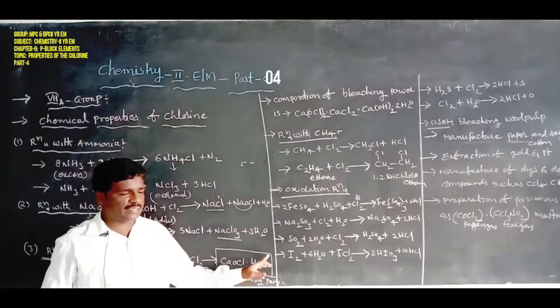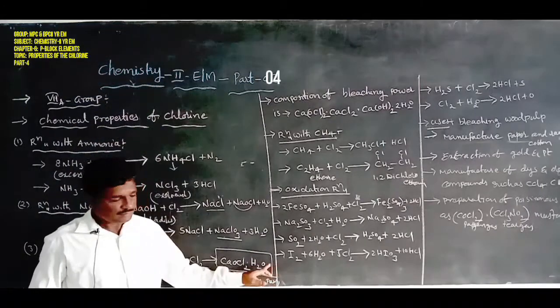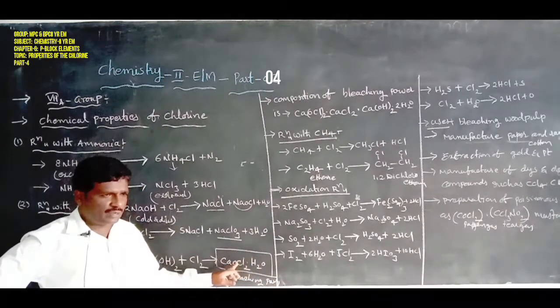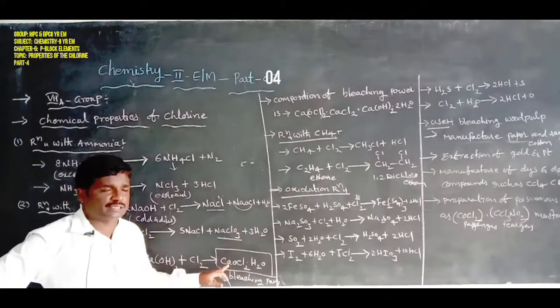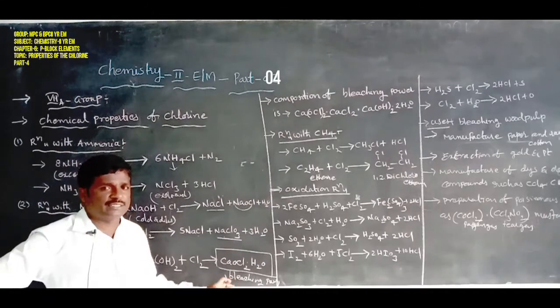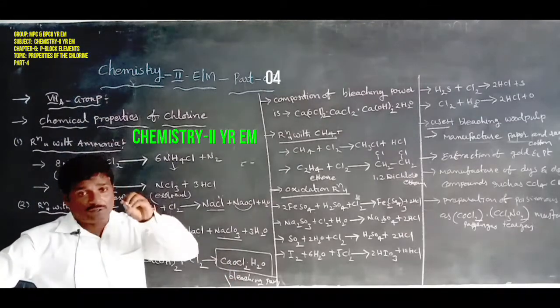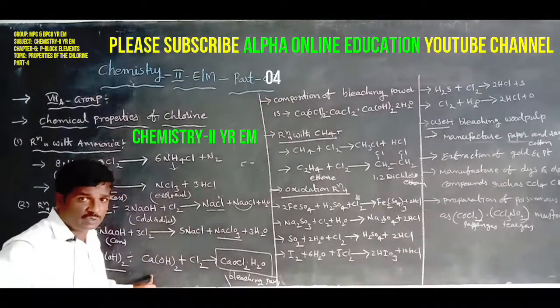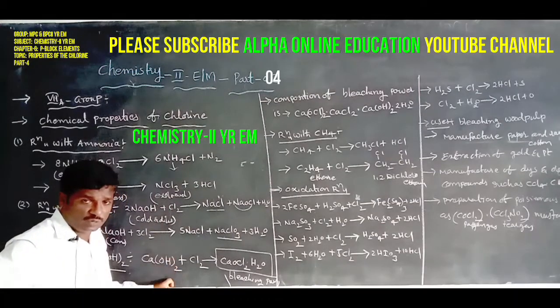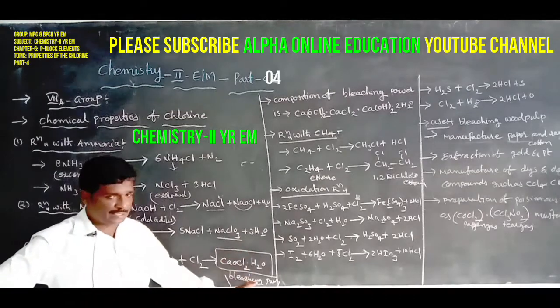Calcium oxychloride dot calcium oxychloride dot H2O is also known as hydrated calcium oxychloride. It is also known as bleaching powder. Slaked lime, that is calcium hydroxide, Ca(OH)2, is treated with chlorine to form bleaching powder.